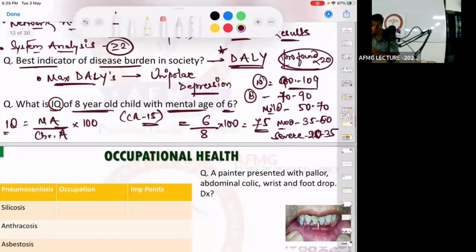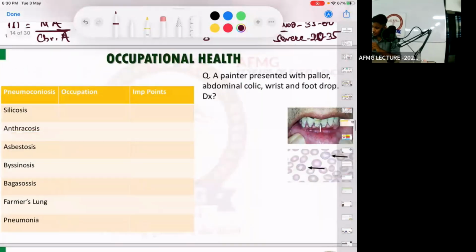So normal IQ is between 90 to 109, then borderline, mild, moderate, severe, profound. So you need to decrease 20, 20, 15, 15. Remember it like this. Remember normal and then you decrease it.